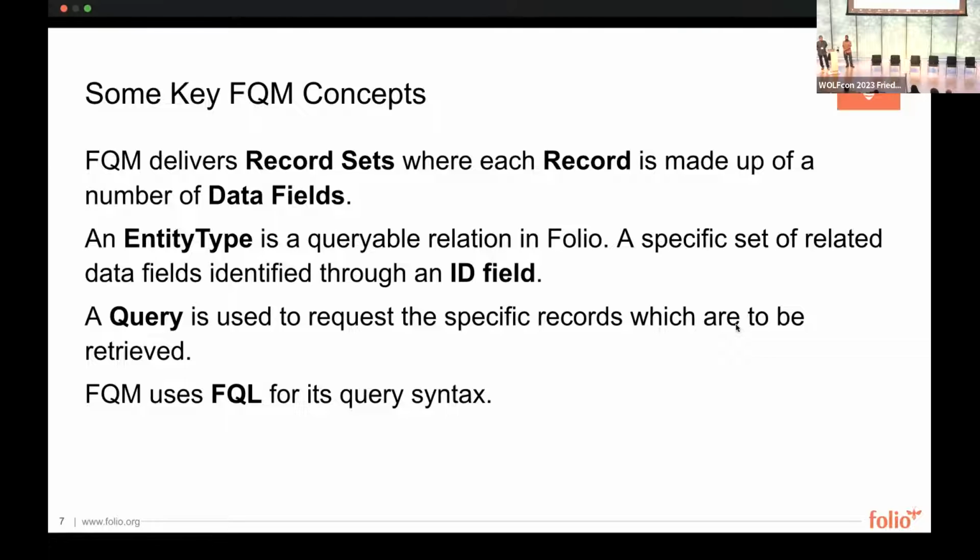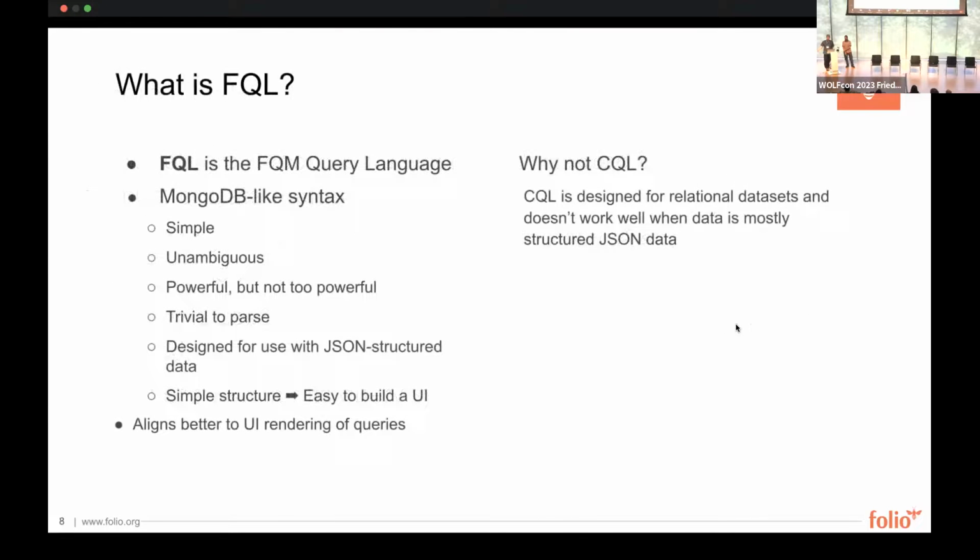The key notion is that all entity types have an identifier ID field. The query is obviously, like in most databases, the way for you to request a set of records from the system. So here's a new one. FQM uses FQL for its query syntax. I'm sure you're all familiar with FQL. Well, what is FQL? FQL is the FOLIO Query Machine query language.